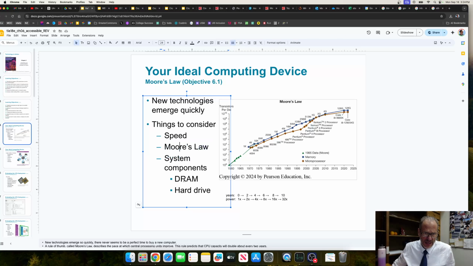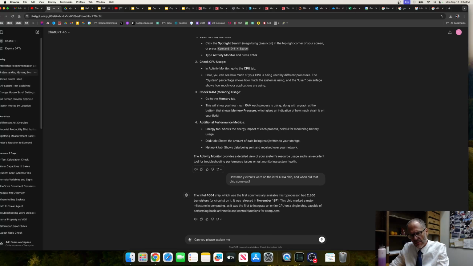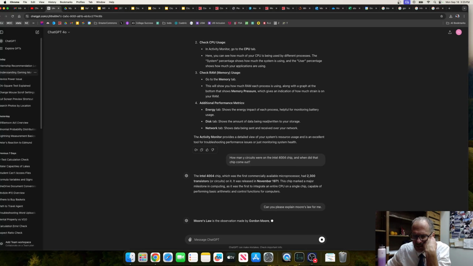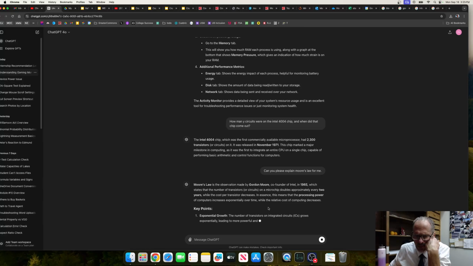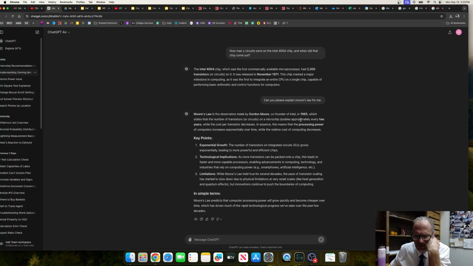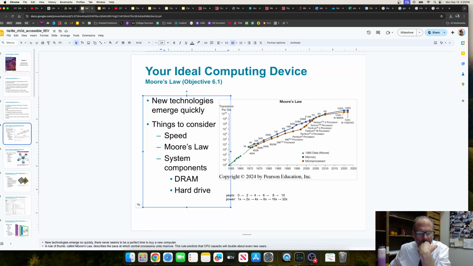We could ask ChatGPT, can you please explain Moore's Law for me? I guess I should put a question mark after that. Moore's Law is an observation by Gordon Moore, co-founder of Intel, in 1965, which states that the number of transistors on a microchip doubles approximately every 2 years, while the cost per transistor decreases. In essence, this means the processing power of computers increases exponentially over time, while the relative cost of computing decreases. So you could pause the video and you could read through the rest of that, but that's Moore's Law.